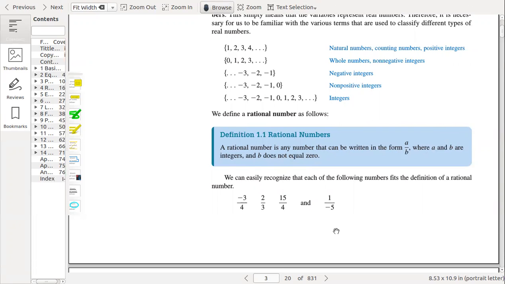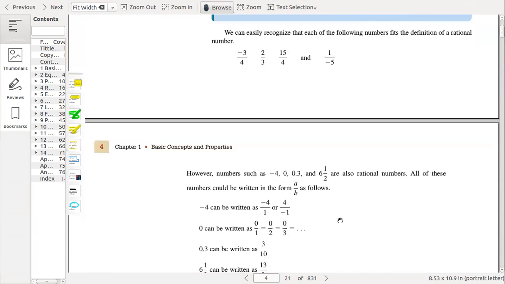To write a rational number, we just have to pick any two integers and write them in the form of a quotient. Take two integers, the first is -3 and the other is 4; write them in quotient form and you get a rational number. Similarly, take two positive integers, 2 and 3; in quotient form we get a rational number. In a similar way, 15 and 4 are positive integers; we write them in quotient form and get a rational number. The same goes for 1 over -5.